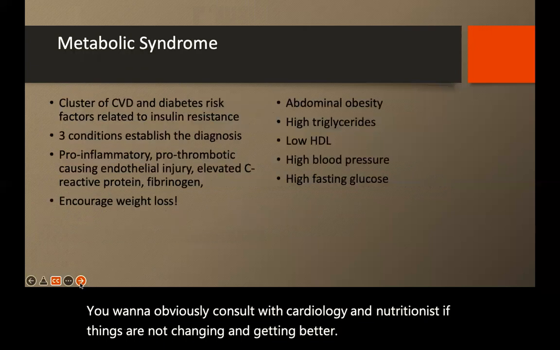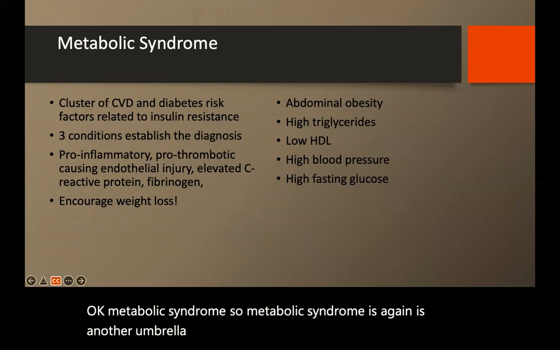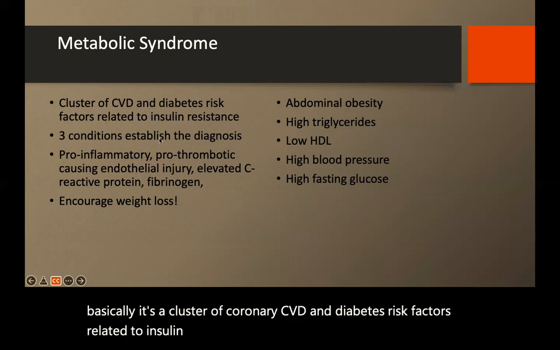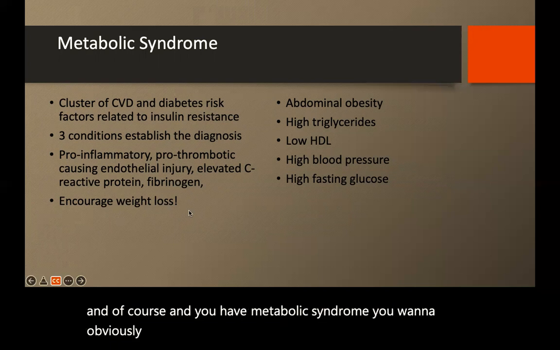Okay, metabolic syndrome. So metabolic syndrome is, again, another umbrella term to cover a multitude of diagnoses. So basically, it's a cluster of coronary CVD and diabetes risk factors related to insulin resistance. 3 conditions establish the diagnosis of metabolic syndrome. And of course, if you have metabolic syndrome, you want to obviously encourage weight loss and lifestyle changes.